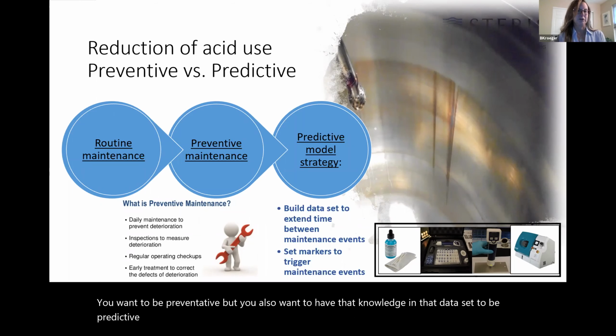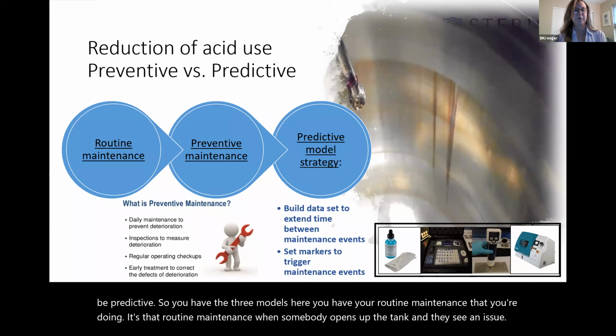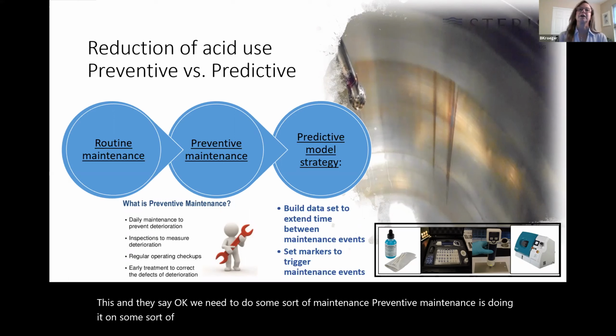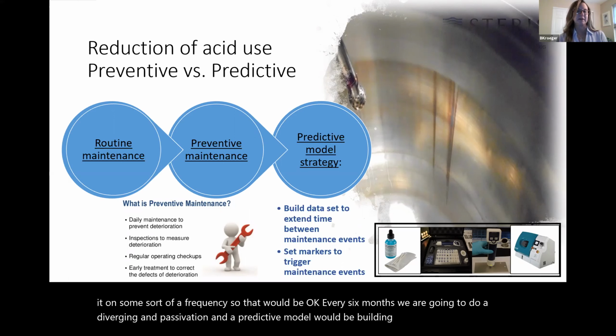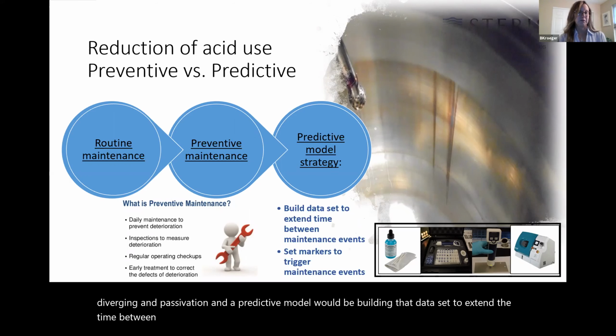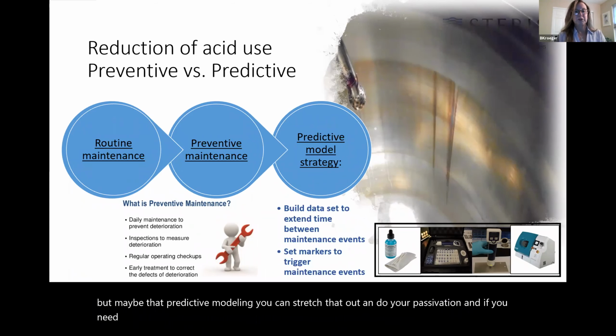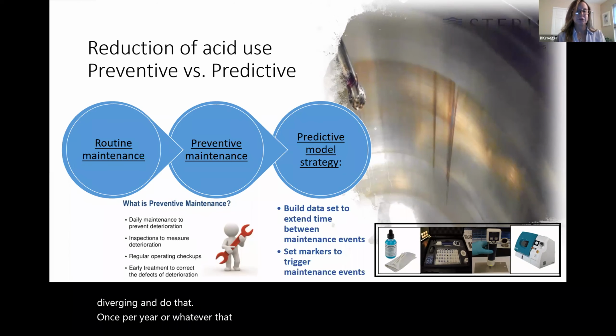So you have the three models here. You have your routine maintenance: it's when somebody opens up the tank and sees an issue like this and says, okay, we need to do some sort of maintenance. Preventive maintenance is doing it on some sort of frequency. So that would be, okay, every 6 months we are going to do a derouging and passivation. And a predictive model would be building that data set to extend the time between. So your preventative maintenance may have been once a month or every quarter, but with that predictive model, you can stretch that out and do your passivation, and derouging if you need it, once per year, or whatever that data indicates that you should be doing it.